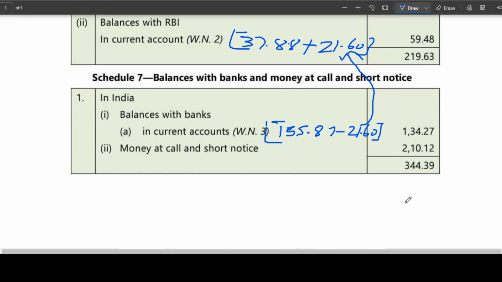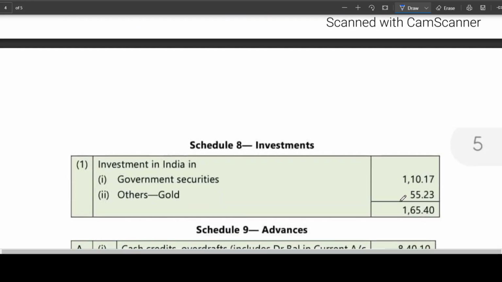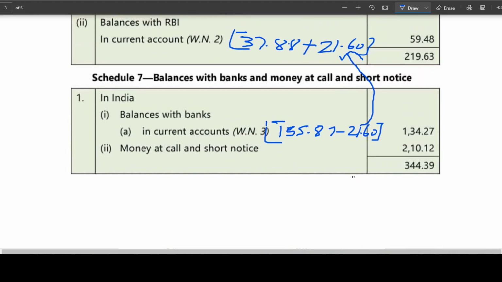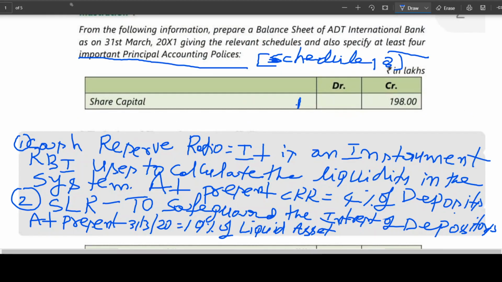Money at call and short notice, this we have told you already. Whenever you want money, you can get it back within a short period of time. Investments in India, government securities, other securities. Advances, cash credits, overdrafts, including debit balance in current account. We have learned that 28 lakhs, I think.